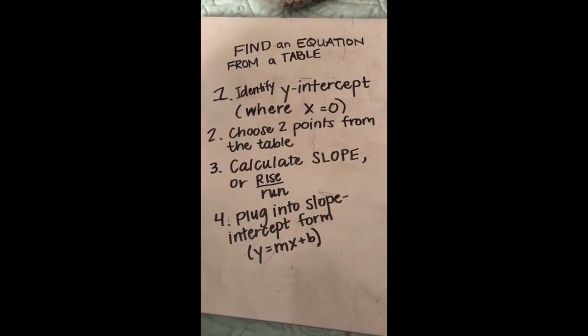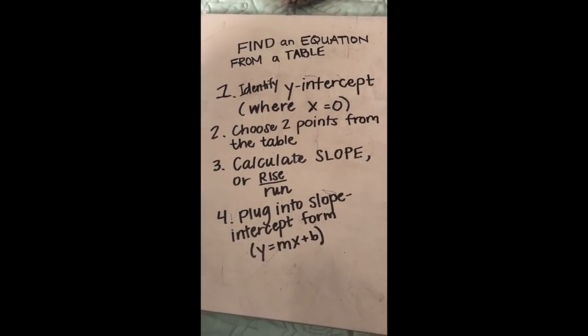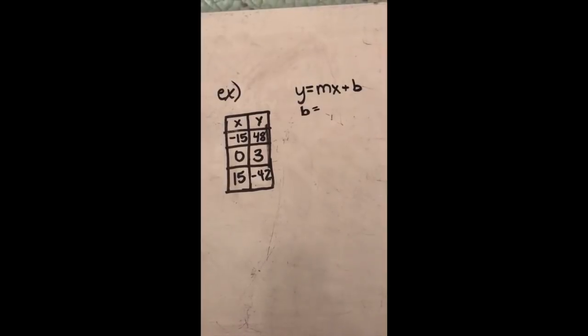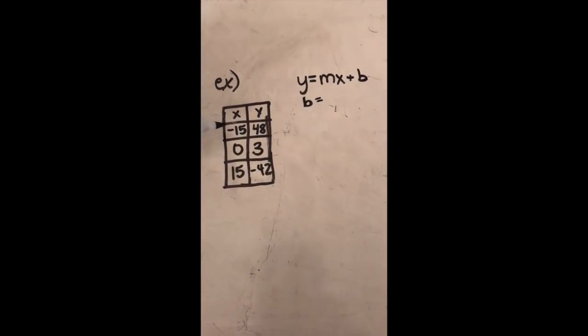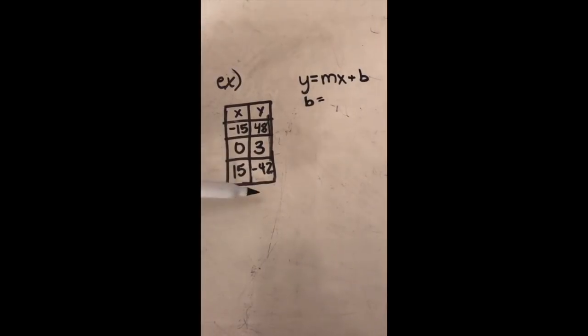All right, now that you've copied that down, let's go ahead and work through an example problem together. So I have a table here. Go ahead and fill in your table. X is negative 15, 0, 15. The y components are 48, 3, and negative 42.